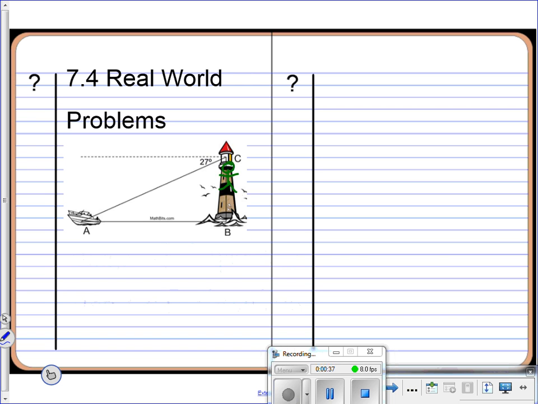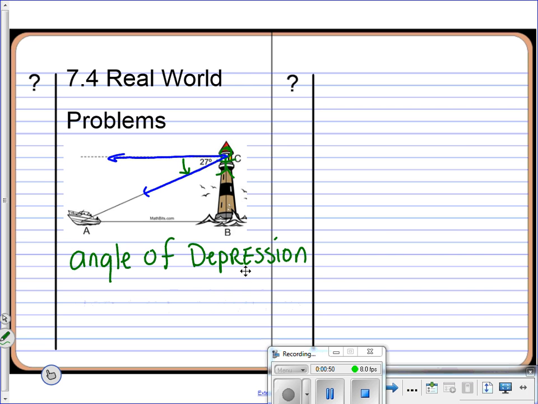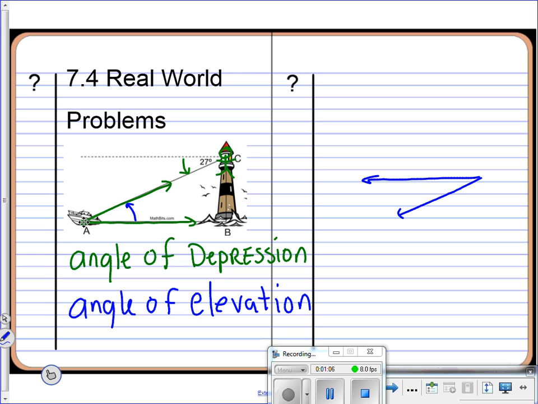If somebody is sitting up in this lighthouse and he looks out and looks down at the boat, he forms an angle. That angle is called an angle of depression. But if we're looking at the boat and the boat looks horizontally and then up at the light keeper, he forms an angle of elevation. Okay, so we have these two angles in this problem, angle of depression and angle of elevation.